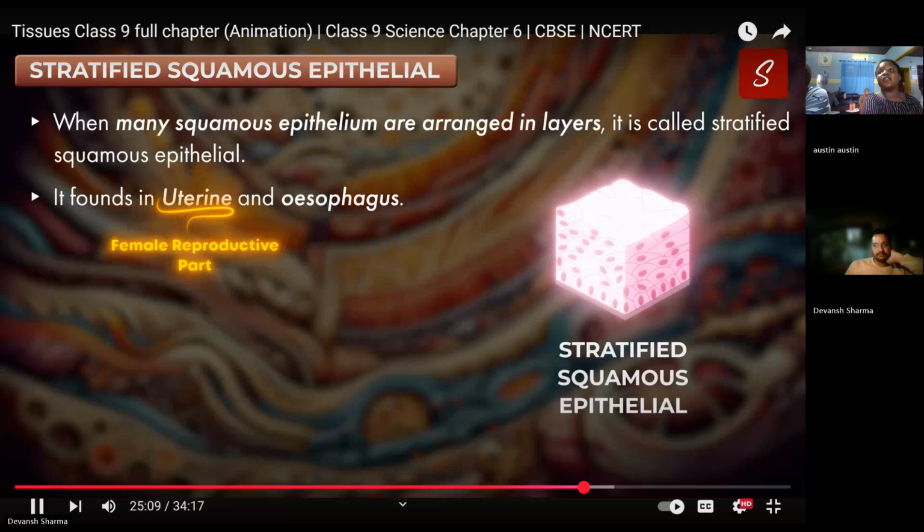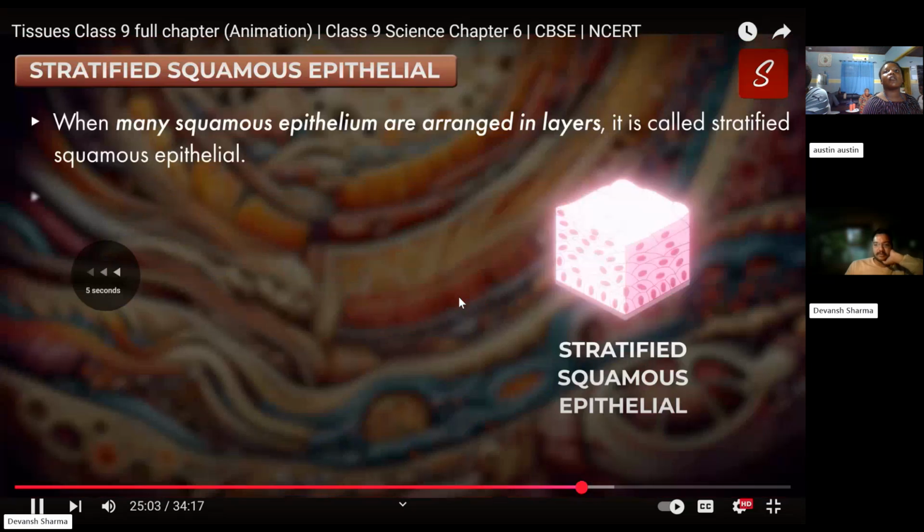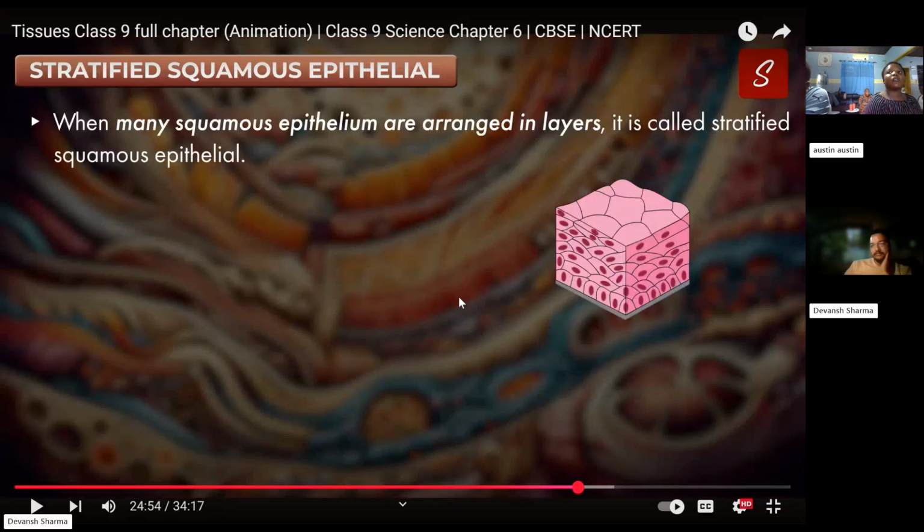Please, sir, the diagram is too bright. I cannot see it well. Okay, one minute. Now make it. Okay, sir. Thank you.